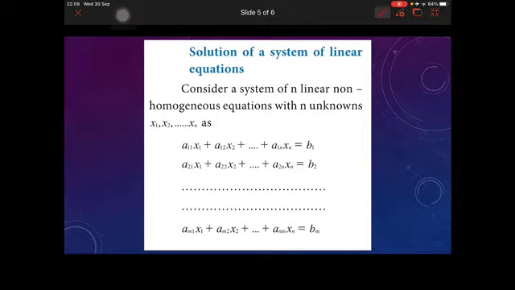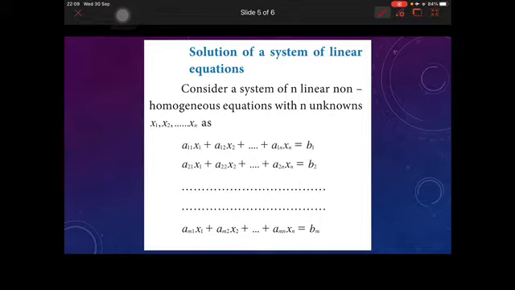Solution of a system of linear equations. Girls, we have many ways to solve a system of linear equations. With matrices and determinants also, we can find the solution to the system of linear equations. We can find the values of the variables.